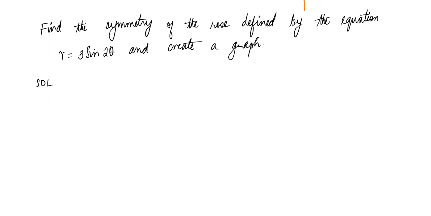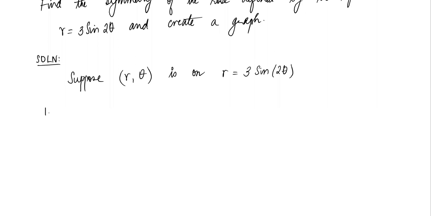Okay. Suppose (r, theta), we don't know, right? We want to find the symmetry. So we're going to suppose that (r, theta) is a point on this graph, r equals 3 sine 2 theta, right? So we'll check each symmetry, okay? So symmetry with respect to the polar axis. This symmetry says it's a function of theta, right?